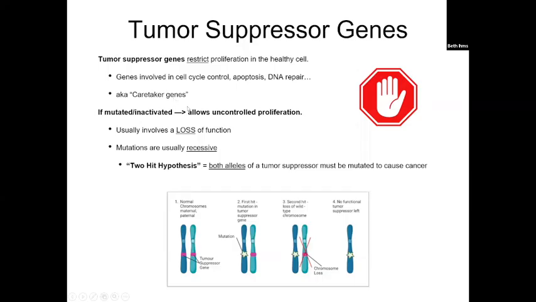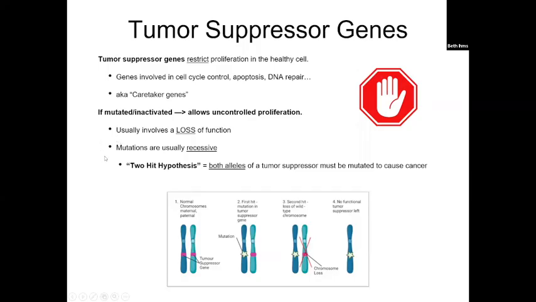So for a tumor suppressor gene to be mutated and allow uncontrolled proliferation, it needs to have lost its function. Does that make sense? An oncogene needs to gain function. To promote neoplasia, a tumor suppressor gene needs to lose function, lose its caretaker function, its tumor suppressor function.